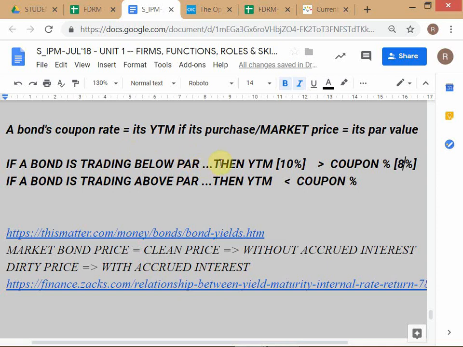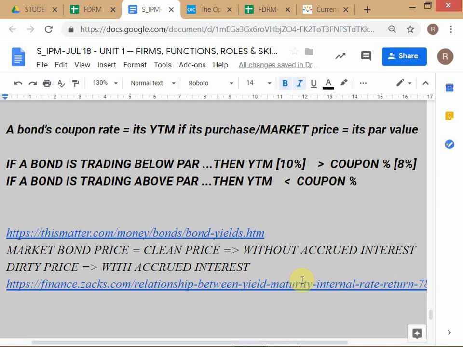Bond is trading below par. Now imagine that the market's desired yield for the bond goes from 8% to 10%. Okay, earlier it was both 8%, so it was trading at par. Now imagine that the market's desired yield on the bond goes to 10%. So the market requires a 10% yield for those kinds of bonds, for that maturity.